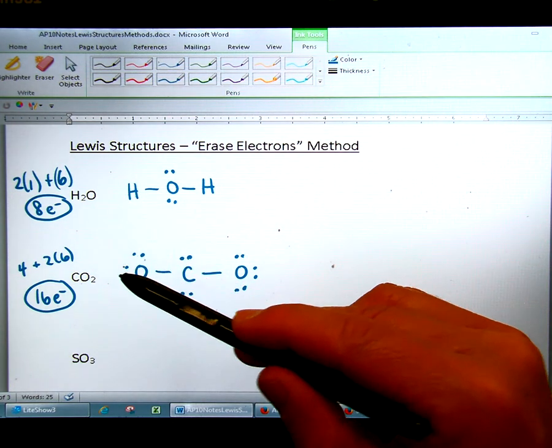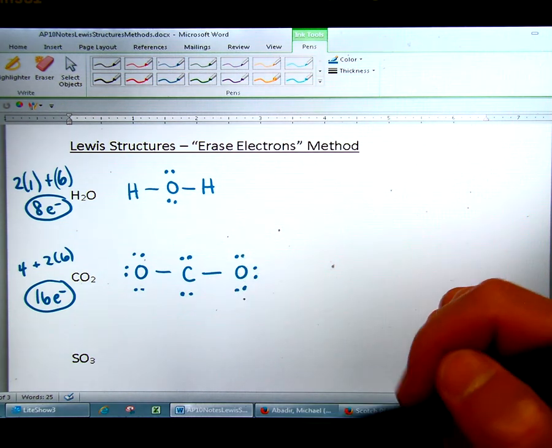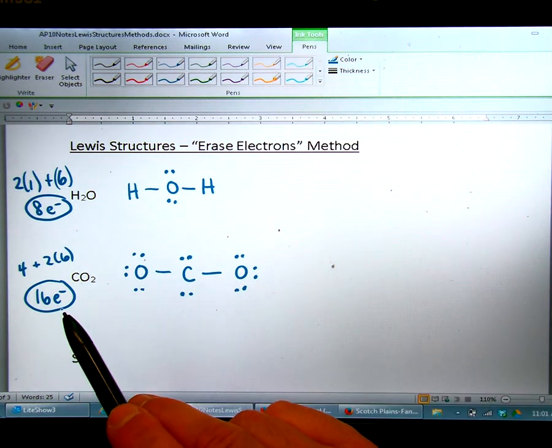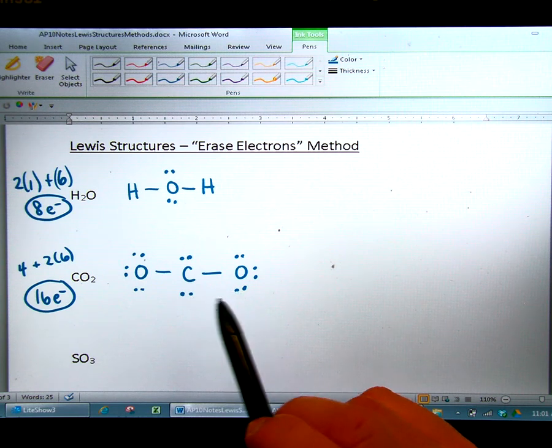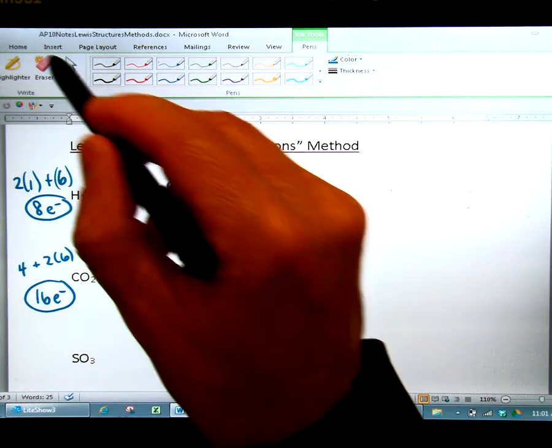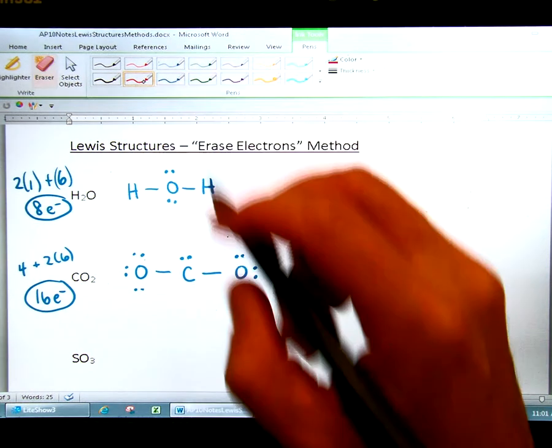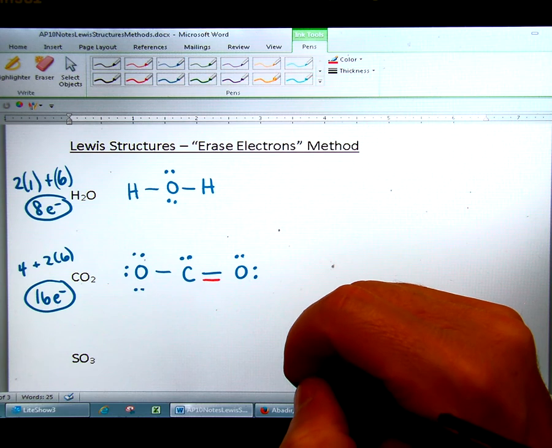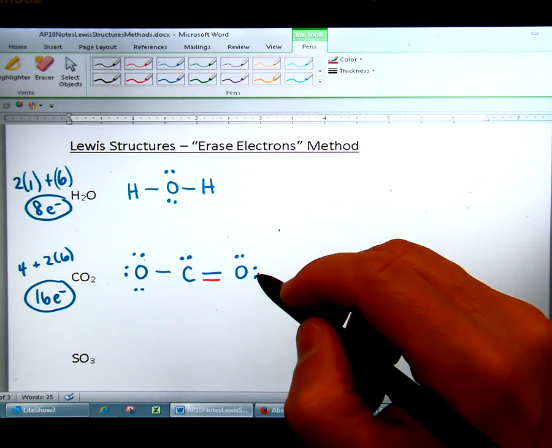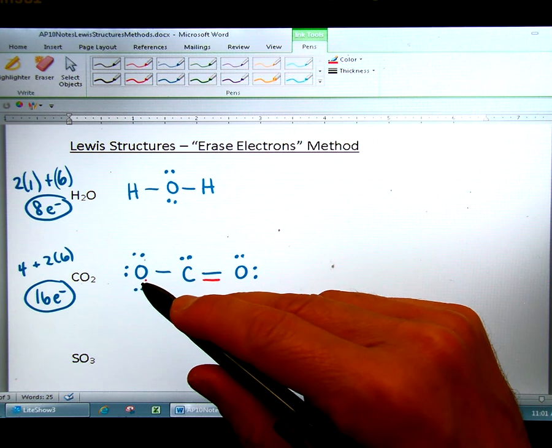So now what we're going to do is count how many electrons are total. We have 2, 4, 6, 8, 10, 12, 14, 16, 18, 20 electrons, but we're only allowed to have 16. So what you do is you erase 2 pairs, one from each atom, and then you draw a bond instead. So I'm going to erase this and erase this. So I erased 4, but I'm redrawing 2 by doing a double bond. So now this O has 8, and this C still has 8. And this O still has 8.